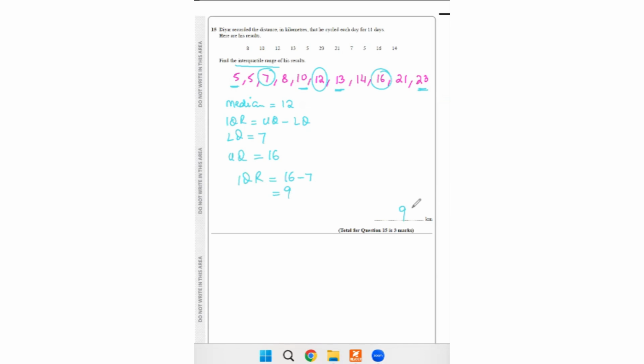So remember, when you have an ungrouped data set, you first rewrite the values in ascending order. Then you highlight your median value. The values that are before the median value, you find the middle value of that. That is the lower quartile. And the values after the median value, you find the middle value of that. That is the upper quartile.